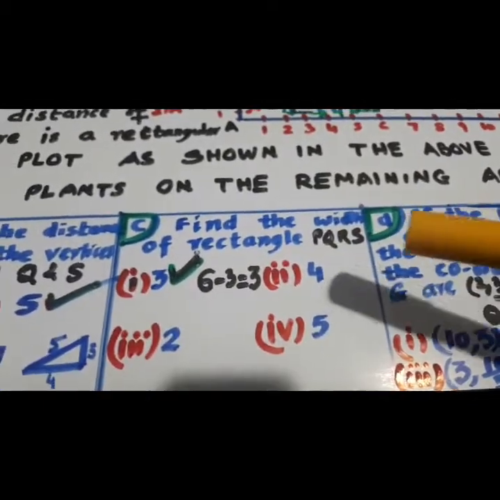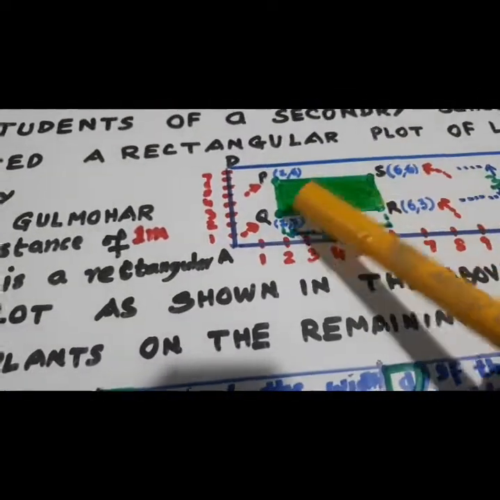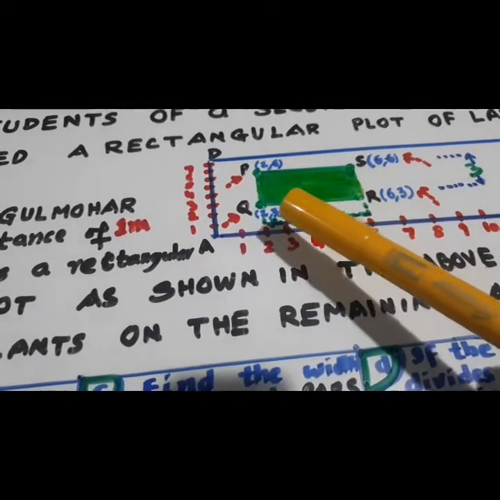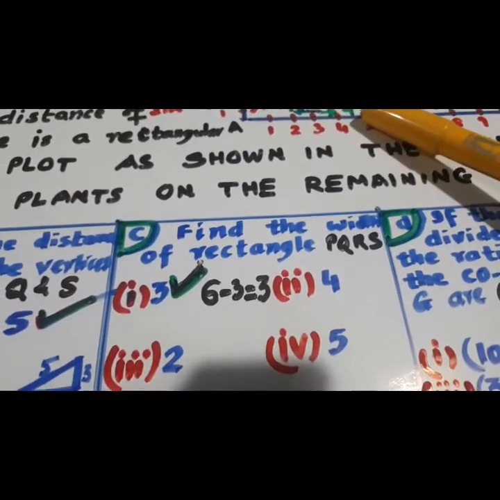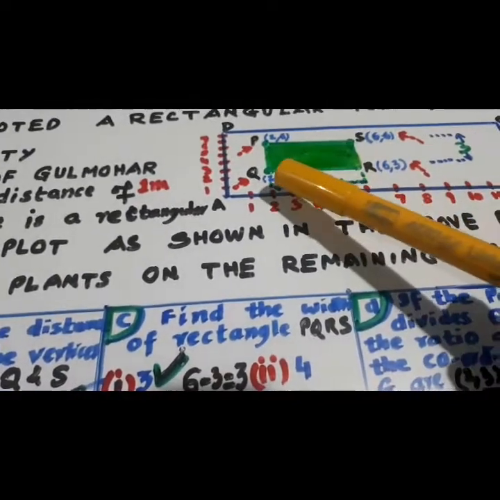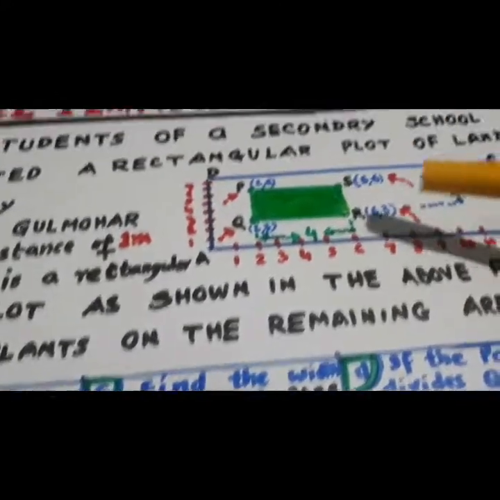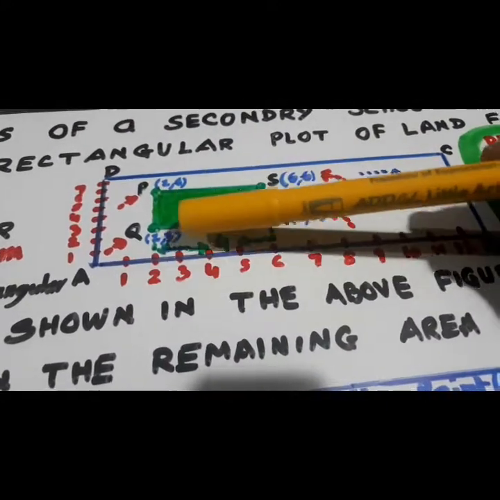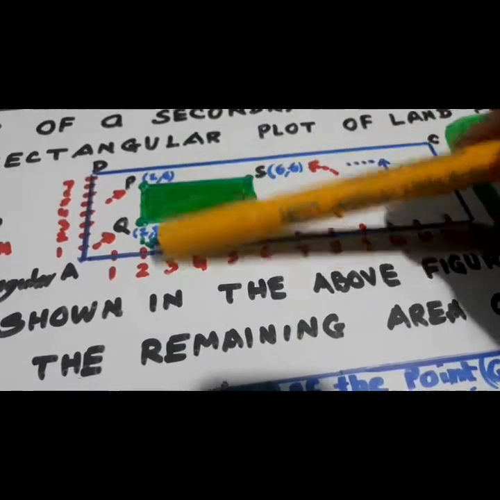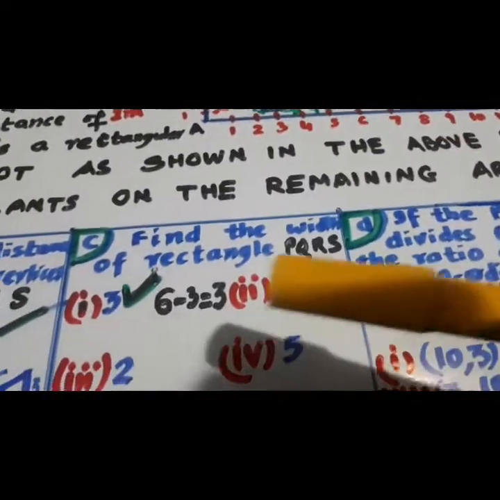Next is, find the width of rectangle PQRS. Now look here, from here to here is the length, and this one is the width of the rectangle, which you have to find. Look here, it is 3 here and 6 here. So 6 minus 3 will be 3. So it is option A.